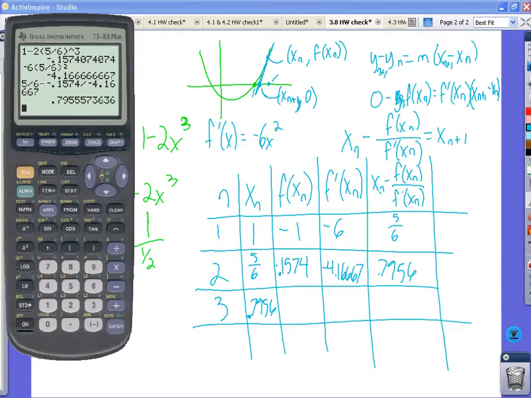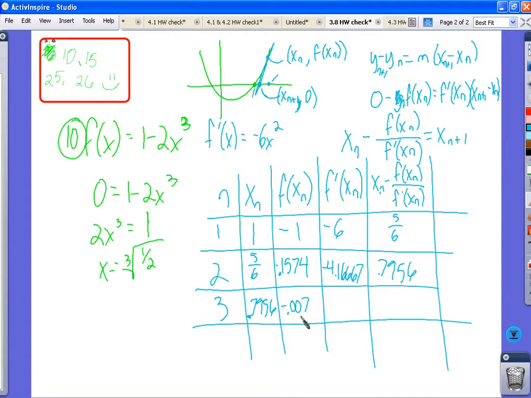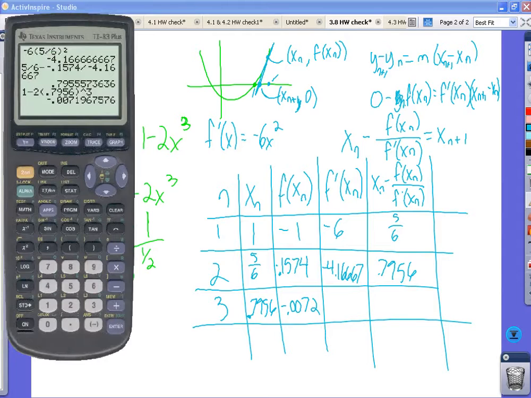So f of x will be 1 minus 2 times 0.7956 to the third. That's negative 0.0072. Then we need f prime of x. It's negative 6 times 0.7956 squared. Negative 3.7979.